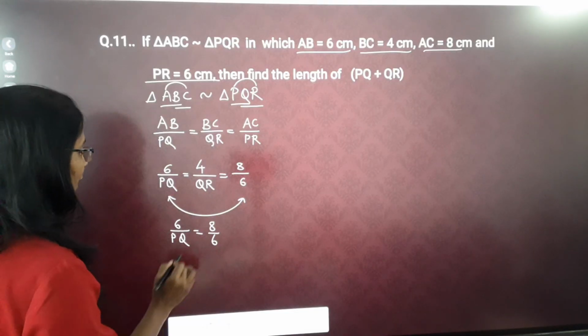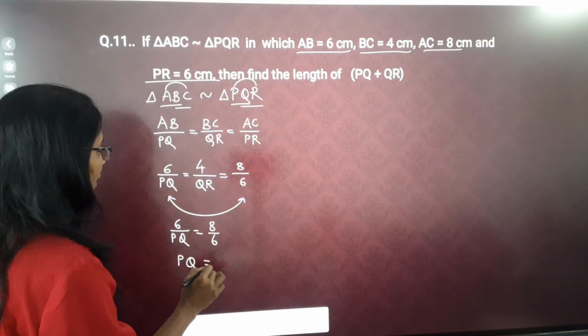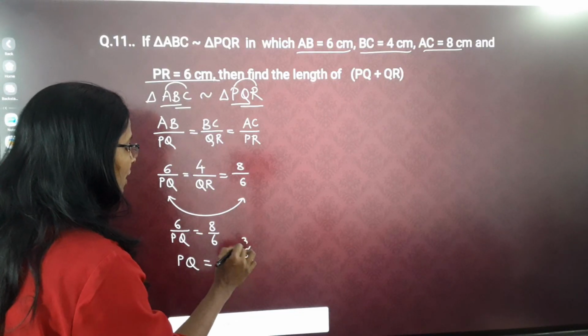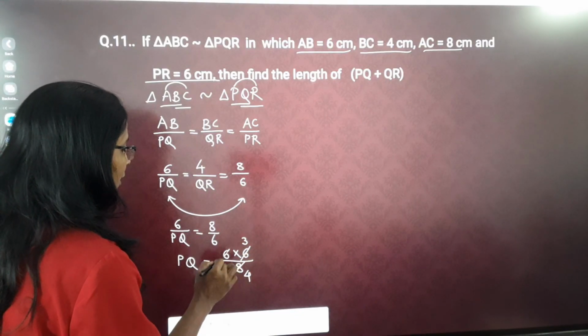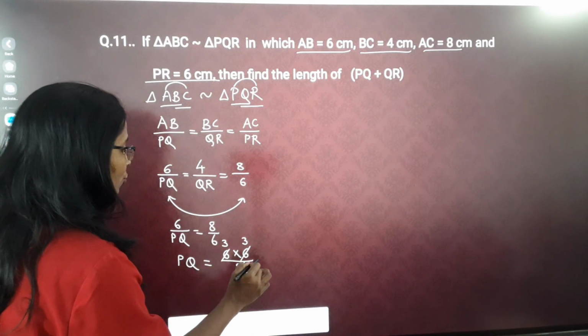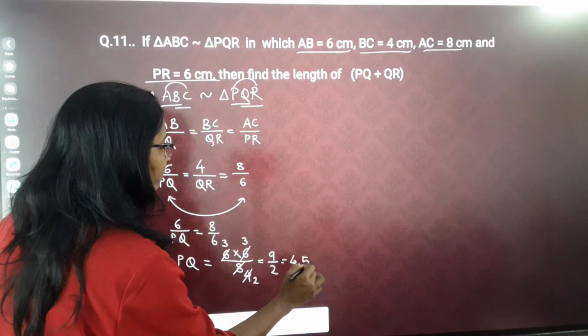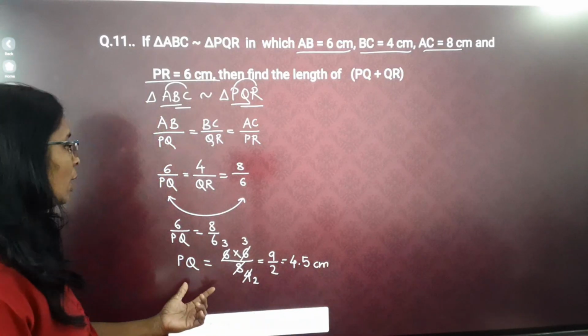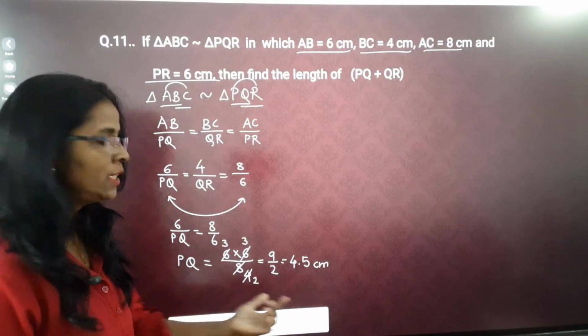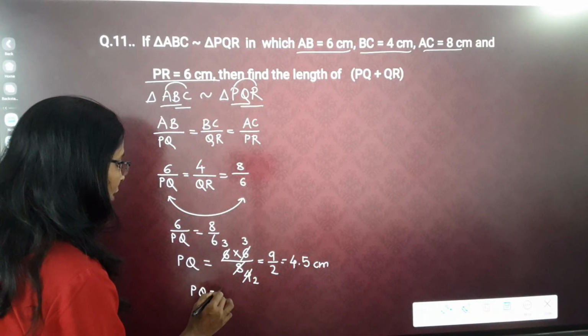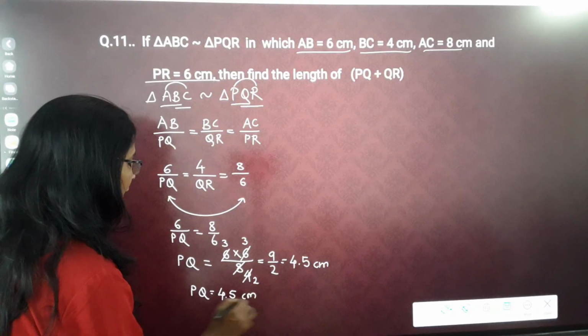So, students, here PQ is equal to 6 multiplied by 6 upon 8. Simplifying, 2 3s are 6, 2 4s are 8, so 2 3s are 6 and 2 2s are 4. Therefore 9 upon 2, that means 4.5 centimeter. So PQ is equal to 4.5 centimeter, students. I write here PQ is equal to 4.5 centimeter.